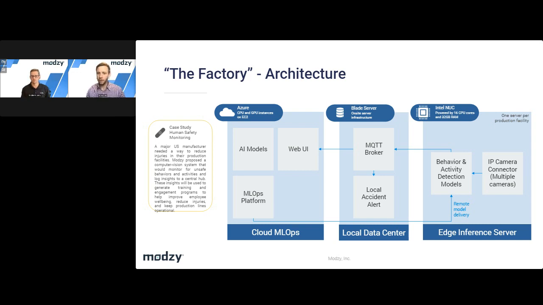Using Intel NUC architecture for the actual inference processing, we connected a number of different cameras, pipelined those connections through the models per site for behavior and activity detection, and then used the MQTT protocol to really tie all of this together. This is a great example of why protocols can be really helpful, and choosing the right protocol for the job is an essential part of the system.